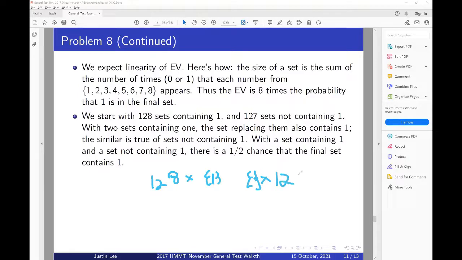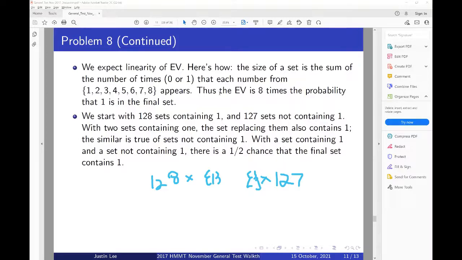Now with our operation, each time we have 2 sets, if the 2 sets are the sets of the number 1, then the set replacing them is just going to be the set 1. The same is true of 2 empty sets. So what about if we have a set of 1 and an empty set? Then there's a 1/2 chance that the resulting set is going to be 1, and a 1/2 chance that the set replacing them is going to be the empty set.